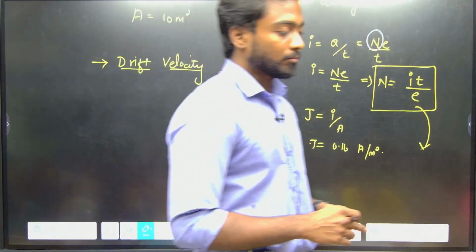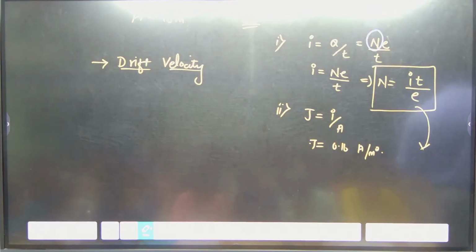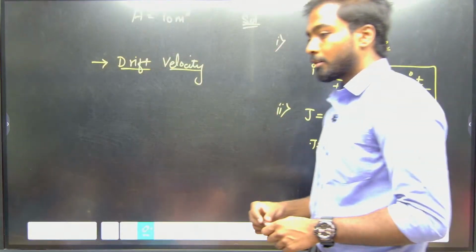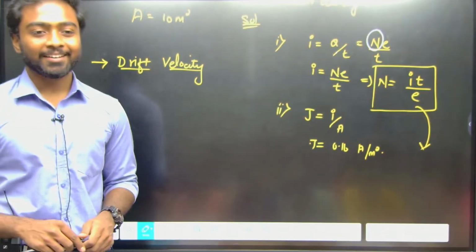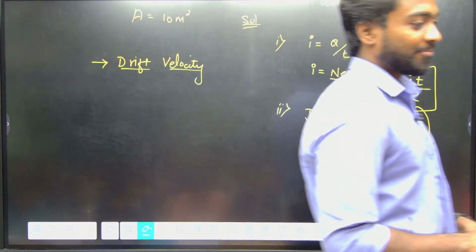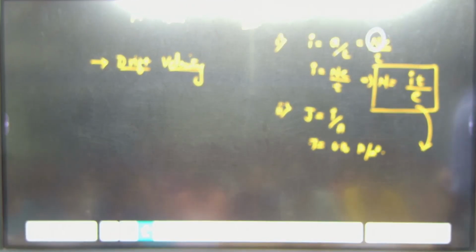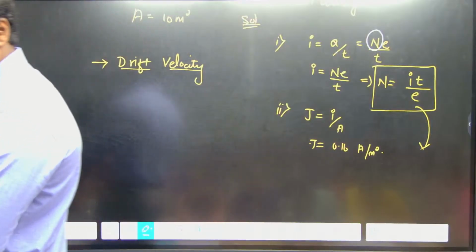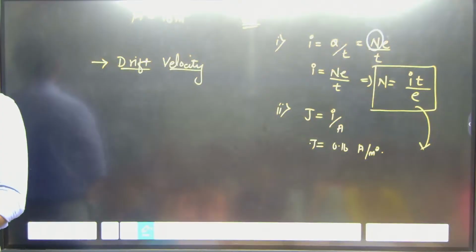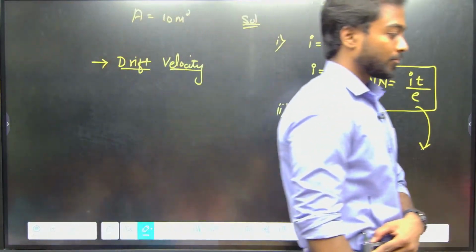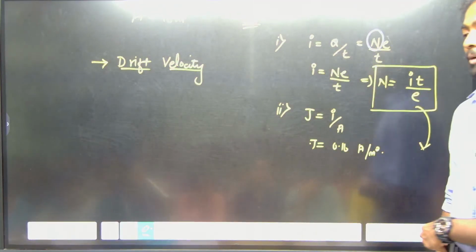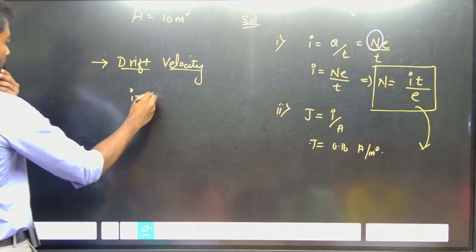Second point, typically it is 10 power minus 6 to 10 power minus 3 meter per second. So the formula is I is equal to NVEA.